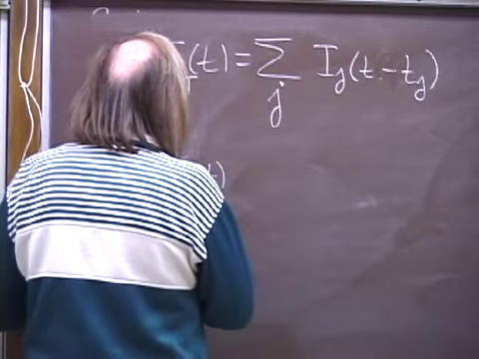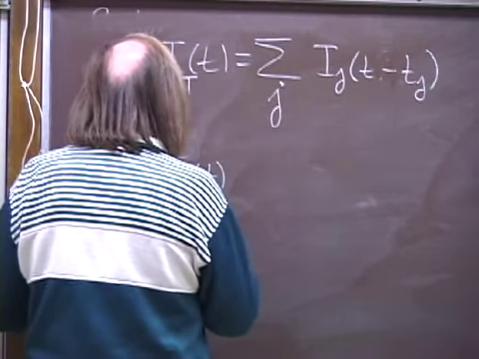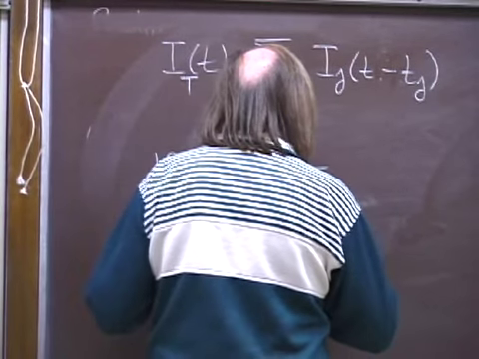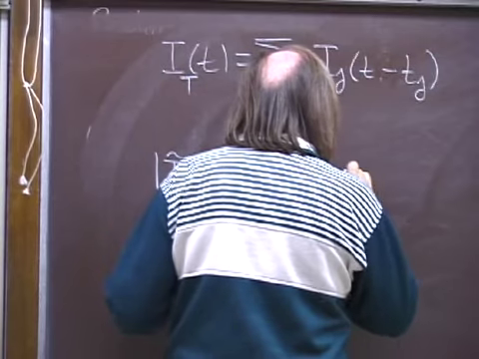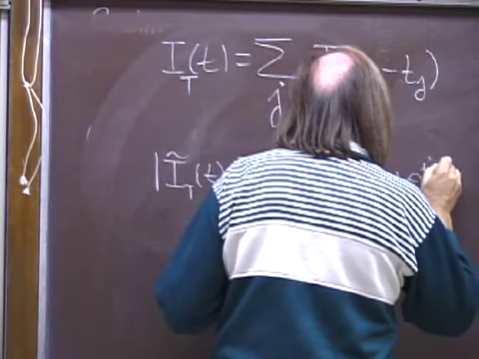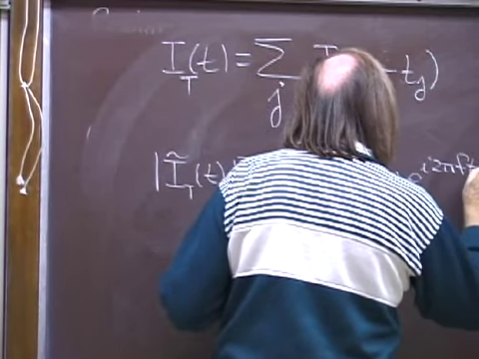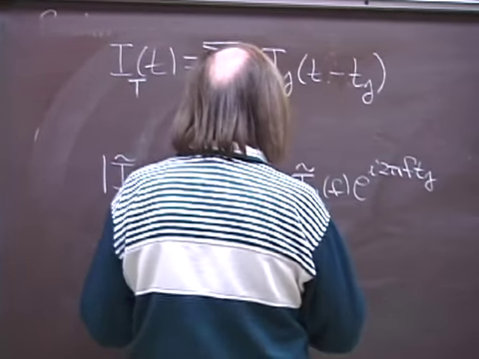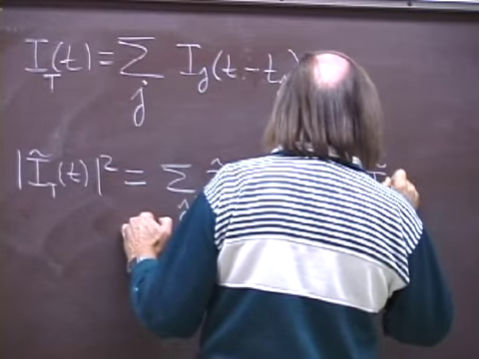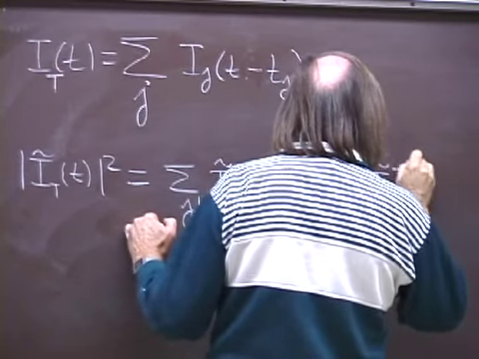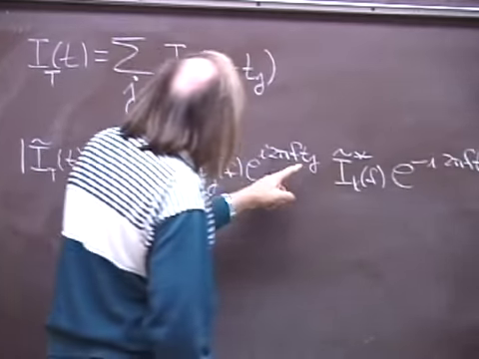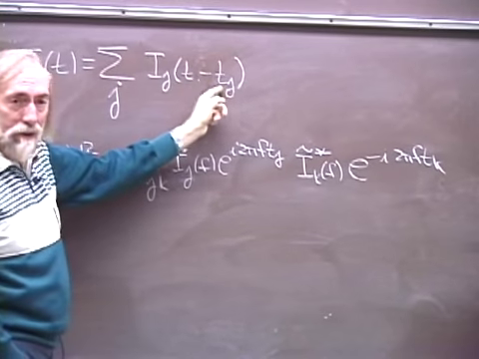Okay. If I then take a Fourier transform of this and an absolute value squared, I'm going to get the sum over j and k of I_j tilde of f, and there's going to be an e to the i 2 pi f t_j as well in here. That's just a phase factor. Times an I_k tilde of f star, e to the minus i 2 pi f t_k. These phase factors are just coming from my offset of the time of arrival.